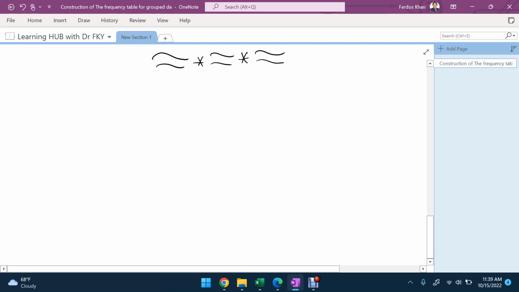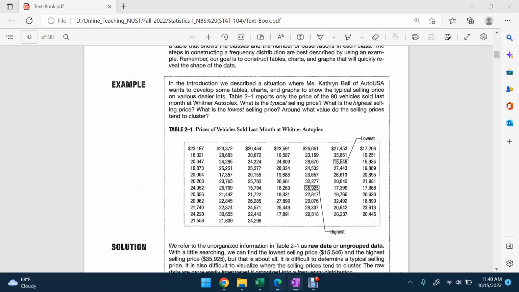Hello guys, in this video tutorial I would like to explain the four-step procedure which I explained in the previous video in detail, that is, how we can construct a frequency table from the given data. Let's suppose we have this data: the price of vehicles sold last month at Whitener Autoplex.